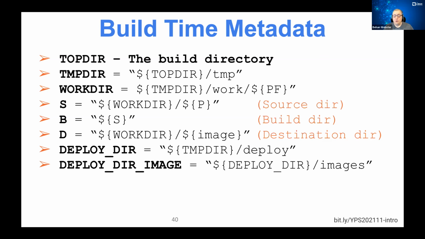We also have what's called the deploy directory, which is the temp dir deploy directory where images and other things live. And of course, the deploy dir image directory is under the deploy dir. And again, that's that images directory. And so you can see all of these are overridable.